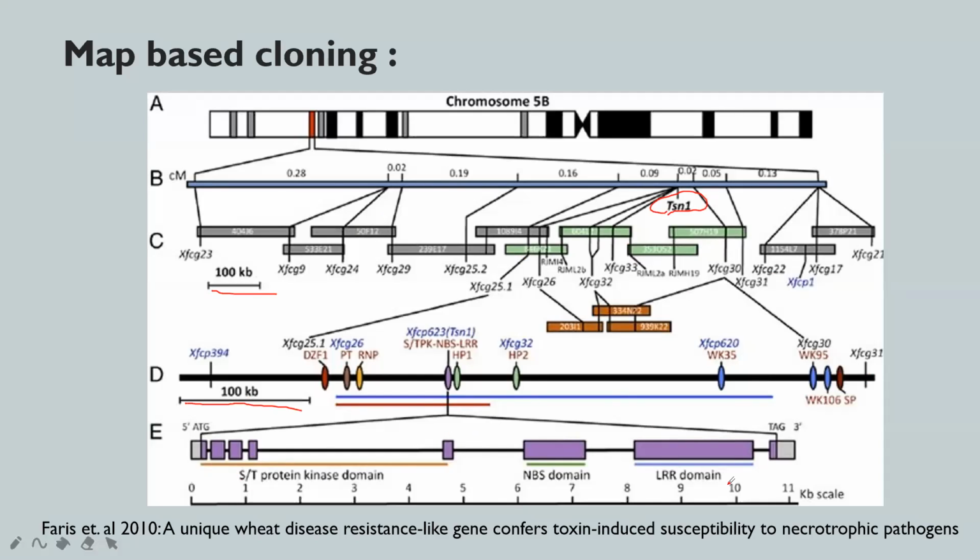And this is the particular gene with all the domains in it. And this is not a simple work. Starting from chromosome 5B to identifying the Tsn1 gene took approximately 3 to 4 PhD students' work trying to map it using different populations.